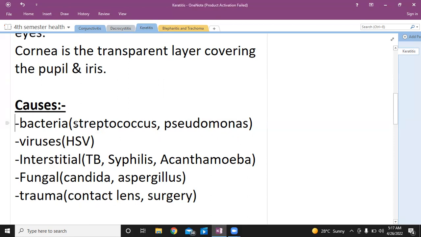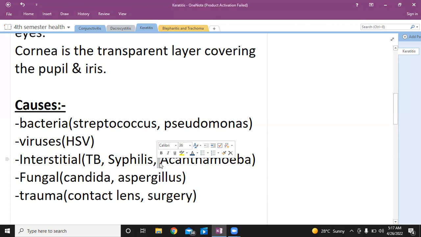So this is bacterial keratitis, and there are a number of bacteria. The most common are Streptococcus and Pseudomonas, and then there are viruses which can cause keratitis. The famous virus is herpes simplex virus, and then there is interstitial keratitis. What does it mean? It means that the keratitis is caused by some other disease. There may be some interstitial disease present in your body, like TB, syphilis infection, or Acanthamoeba.